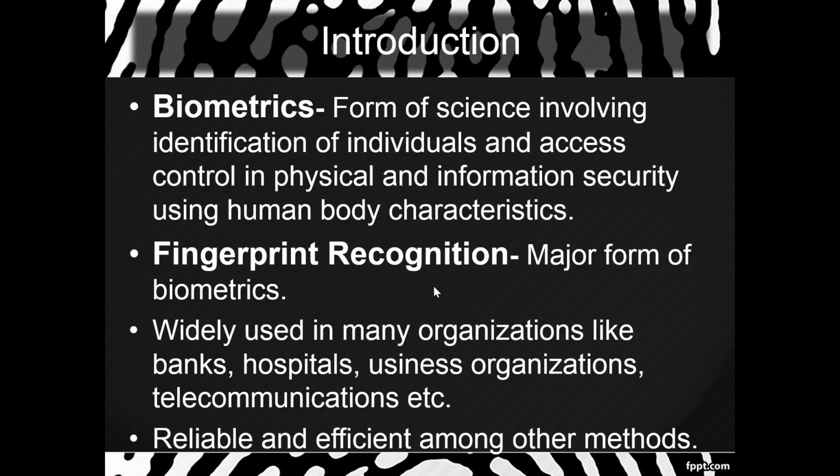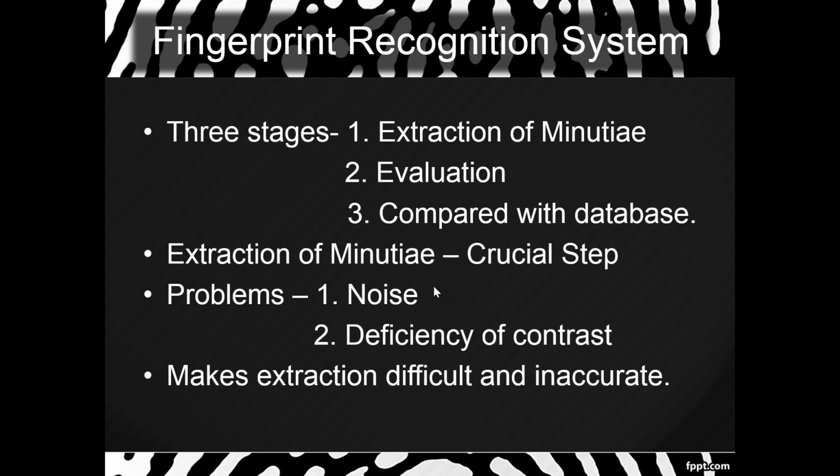Coming to the topic, biometrics. Biometrics is the form of science involving identification of individuals and access control using human body characteristics like fingerprints, retina detection, and speech recognition. Of all these methods, fingerprint recognition is the major form of biometrics which is widely used, which is also most reliable. It is used in many organizations like banks, hospitals, business organizations, and so on. Sorry for the spelling mistake. Telecommunications, etc. These are reliable and efficient among all the other methods.